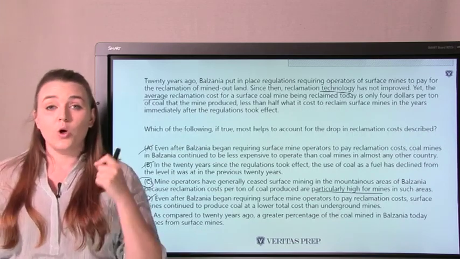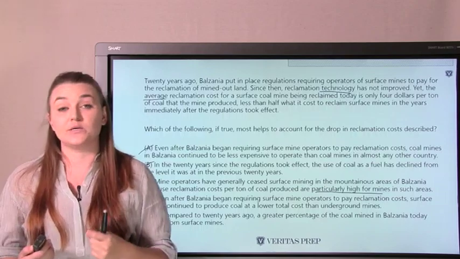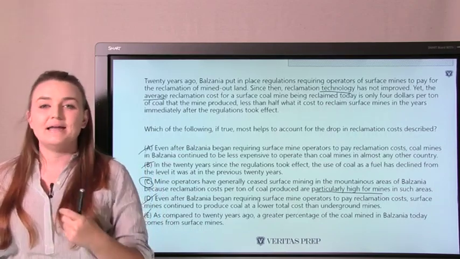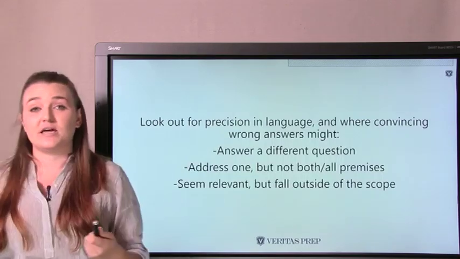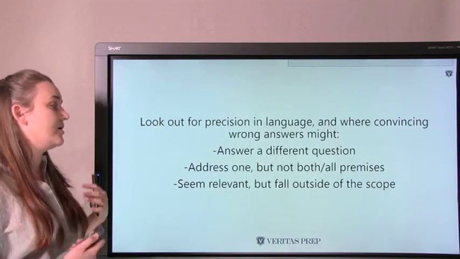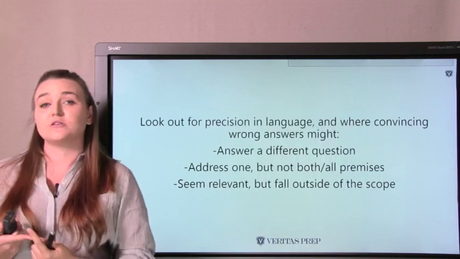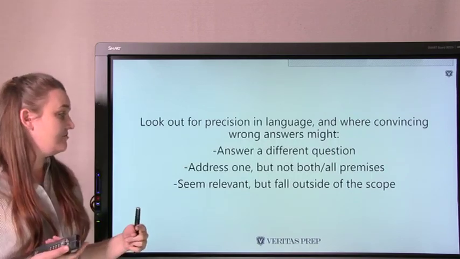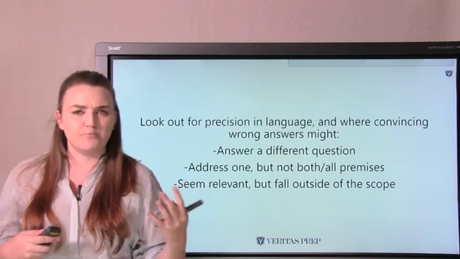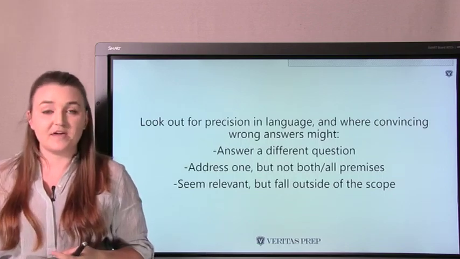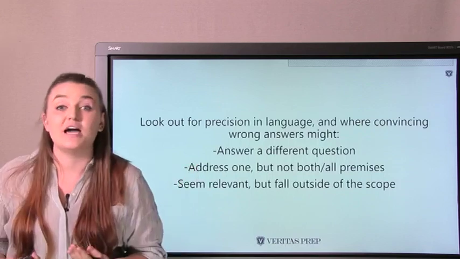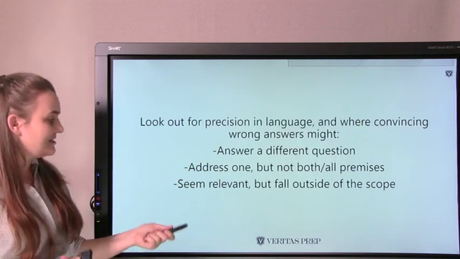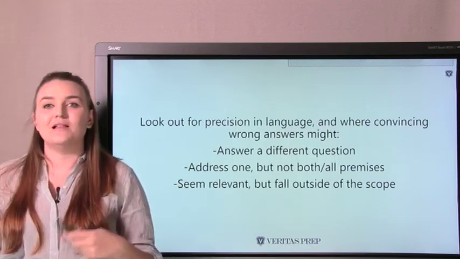So once again, there are a couple of big picture takeaways that we want to make sure we have on our radar anytime we're encountering this question structure. We want to look out for precision in language, and we want to look out for cases where wrong answers might answer a different question than the one that's been asked. They might address one, but not both or all of the premises, right? They may explain why we've had an increase, but not explain how the two align with one another. And they might seem relevant, but fall outside of the scope.